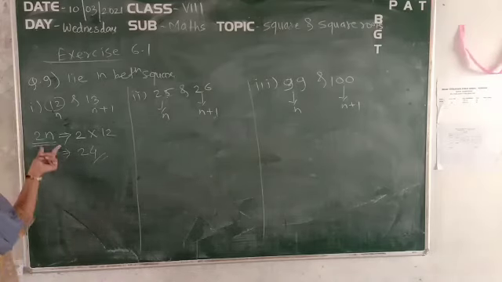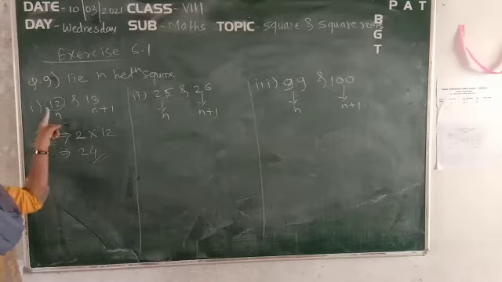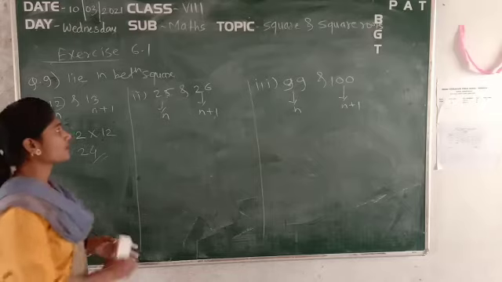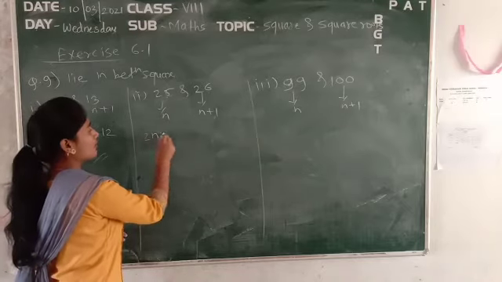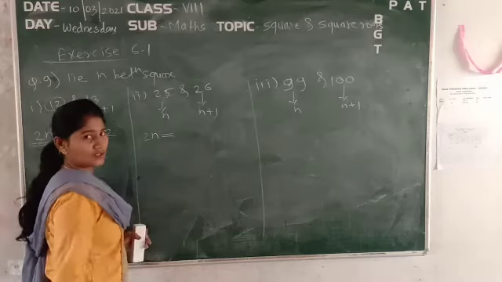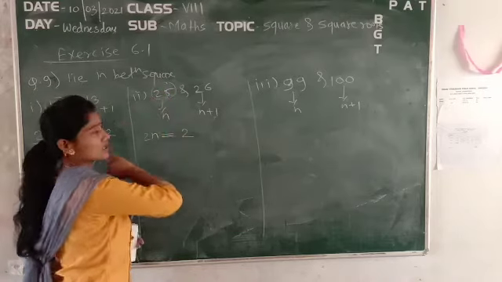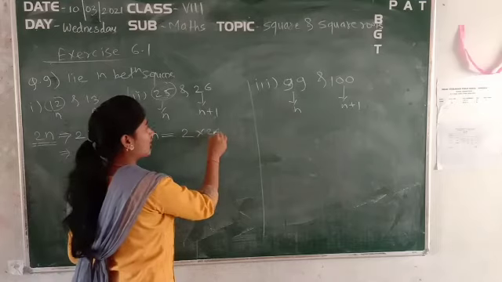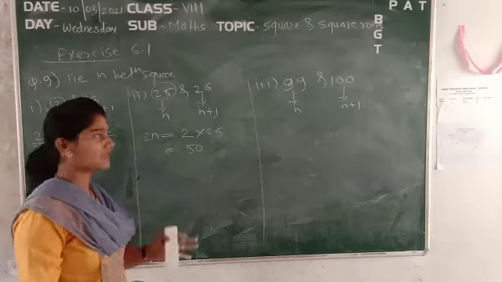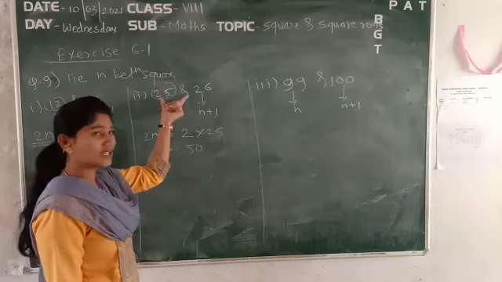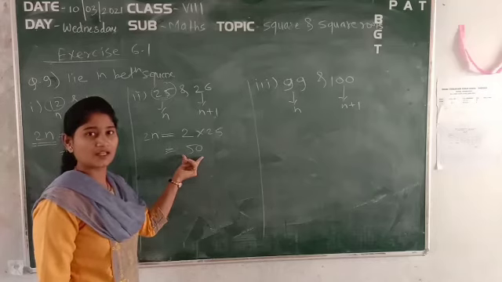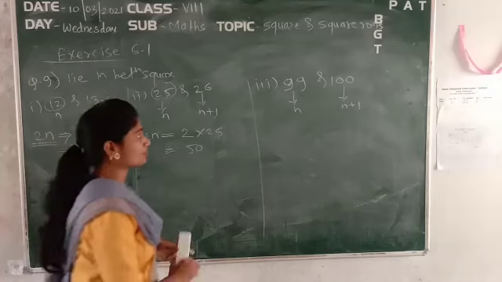Just write 2n, which is 2 into n, where n is the first number, do the multiplication, and you will get the final answer. Similarly, here we use the 2n formula: 2 into your first number, 25, which is 50. So between the squares of these two numbers, there are 50 numbers that lie in between.